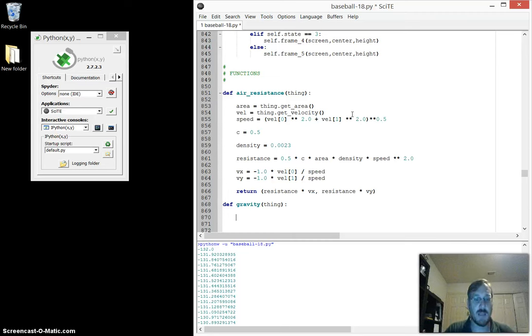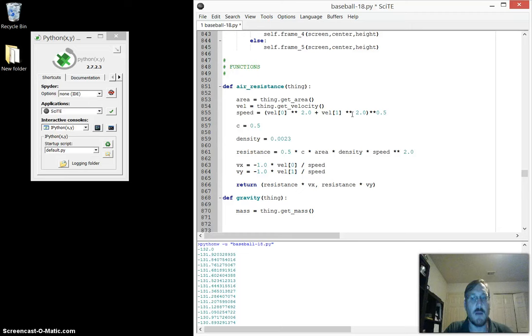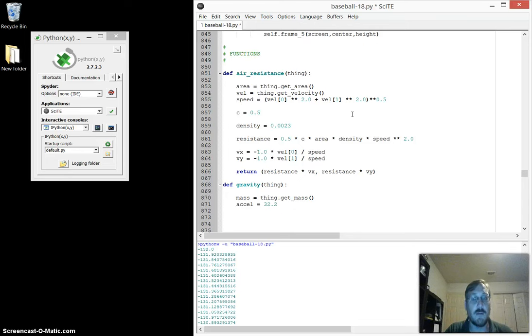So we need to figure out the mass of the thing. So the mass is equal to thing.getMass. All right. And hopefully I have a get mass function in the ball already. We'll find out in just a moment. And then we need the gravitational acceleration. And that is 32.2 feet per second squared, I believe. We're using feet because it's baseball, right? It's not rounders or anything like that. So we've got 32.2. That's all we really need. So we return.